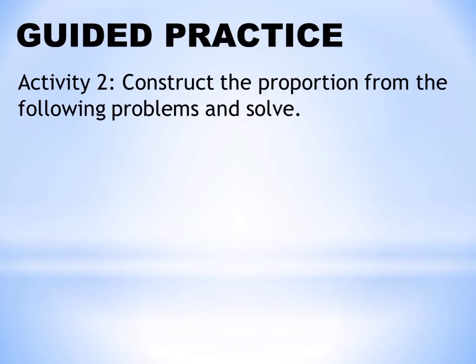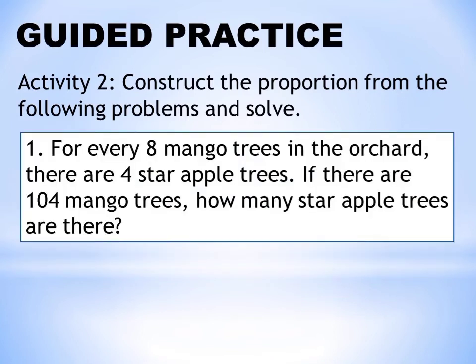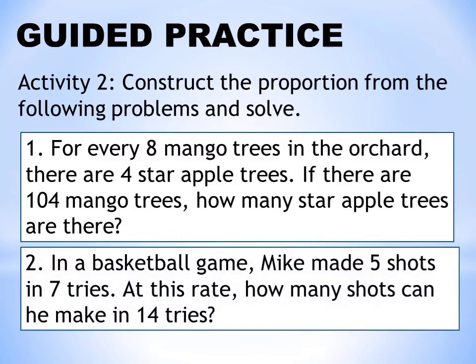Here is the direction for activity 2. Construct the proportion from the following problems and solve. For problem number 1, for every 8 mango trees in the orchard, there are 4 star apples. If there are 104 mango trees, how many star apple trees are there? Number 2, in a basketball game, Mike made 5 shots in 7 tries. At this rate, how many shots can he make in 14 tries?